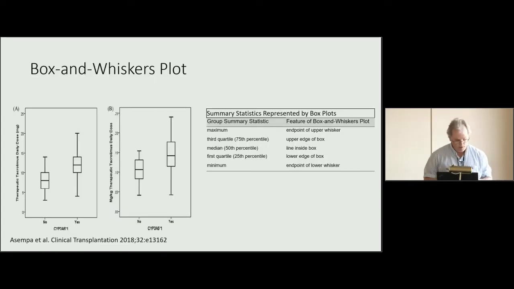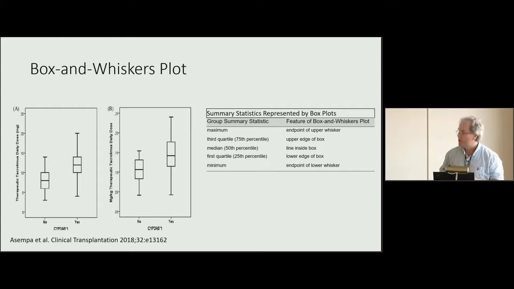So another one is the Box-and-Whiskers Plot. This is used to compare the shape of the distribution of a continuous variable between levels of a categorical variable. And so the plot displays 5 key values.